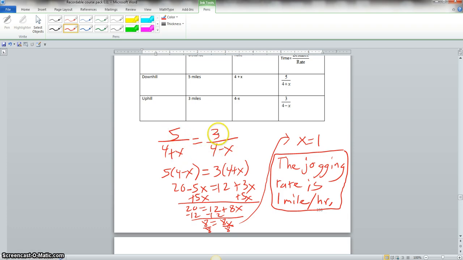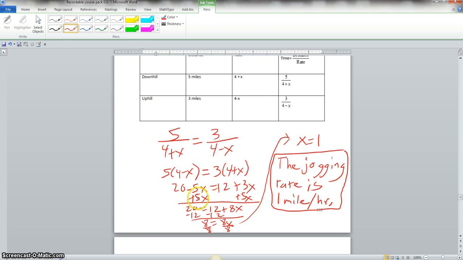And we will cross multiply. So we take 5 times the parenthesis 4 minus x, and 3 times the parenthesis 4 plus x. 5 times 4 is 20. 5 times minus x is a minus 5x. 3 times 4 is 12, and 3 times x is 3x.